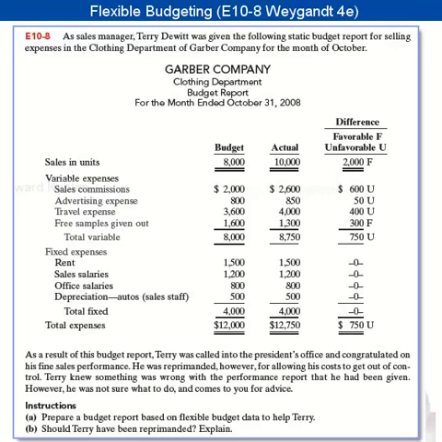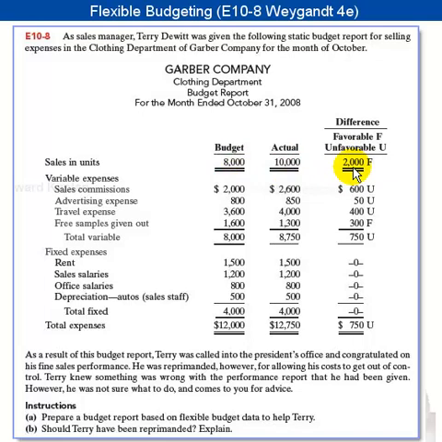Let's take a look at this flexible budgeting problem. It's exercise 10-8. As sales manager, Terry DeWitt was given the following static budget report for selling expenses in the clothing department of Gober Company for the month of October. Okay, and you see on the screen, he had a budget of $8,000. His actual sales were $10,000, so he was favorable by $2,000.